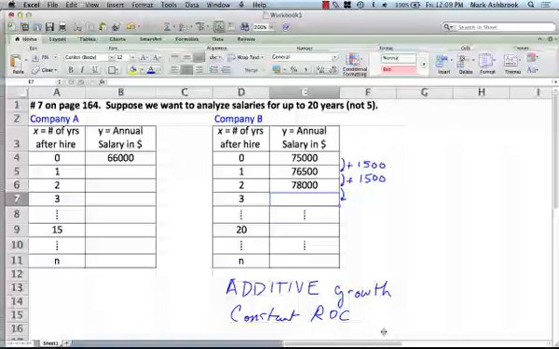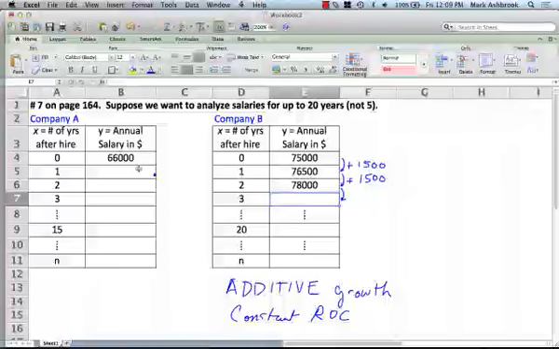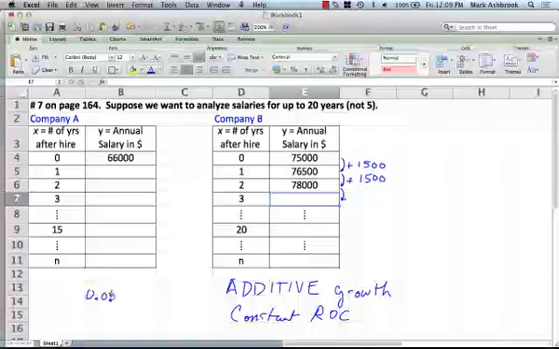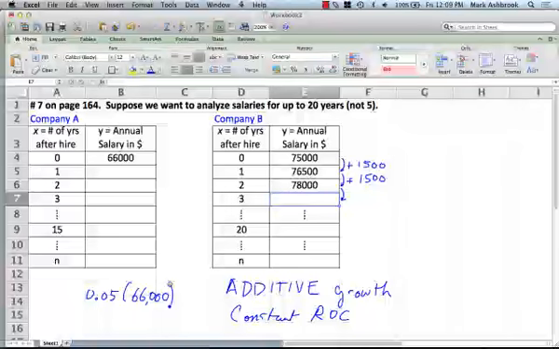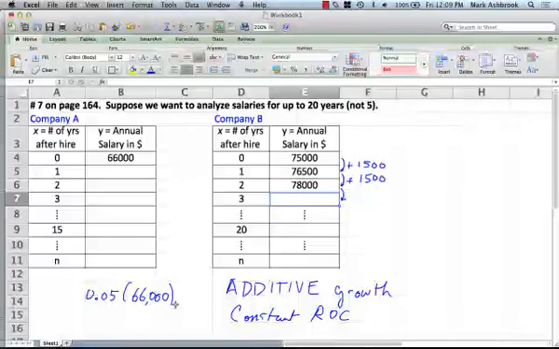Okay? What about the salary of Company A? So what's the scheme? A 5% increase, right? So I'm going to take 5% of 66,000, and that's going to get me my next year's salary. Is that right? What does that give me? That's an important number. What is it? The increase, right? That's the change. It's increasing by that much.